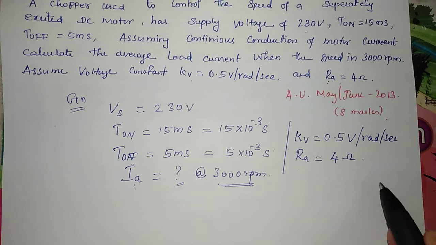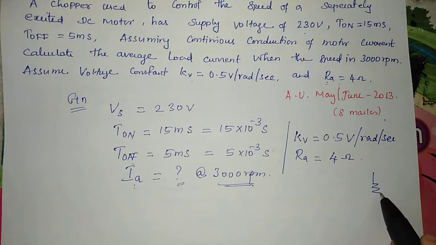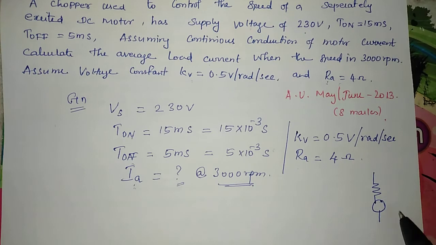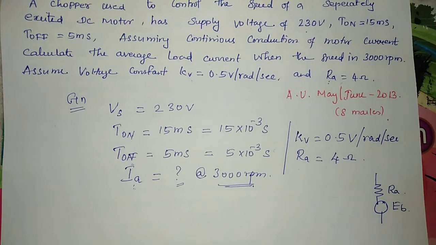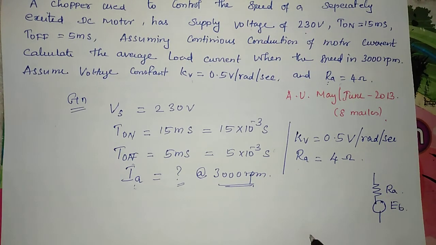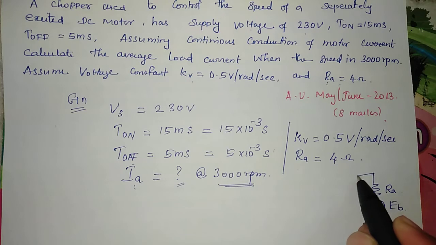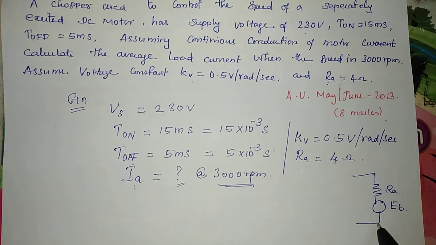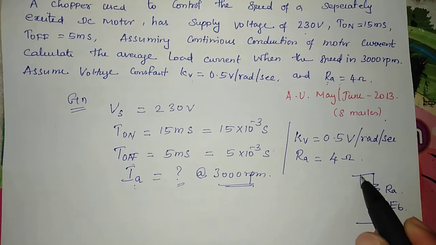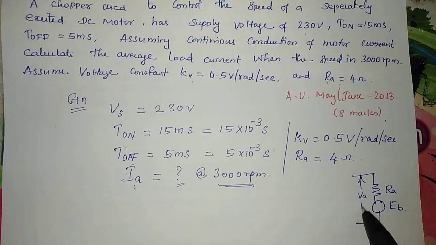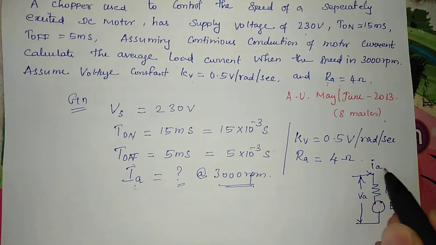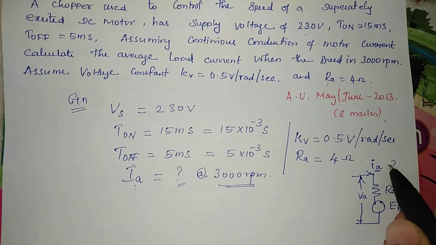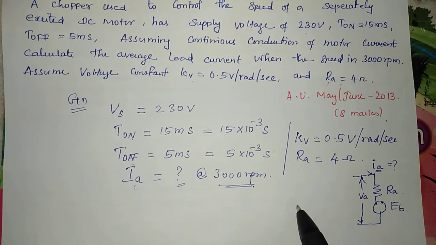So Ia, in the sense, is in our load side circuit. So just to draw the circuit, you can get the idea. That is our Eb, and that is the resistance available at the armature. So if you give supply to these terminals, that supply is called our armature voltage. The armature voltage produces the armature current. This current is what we need to calculate.